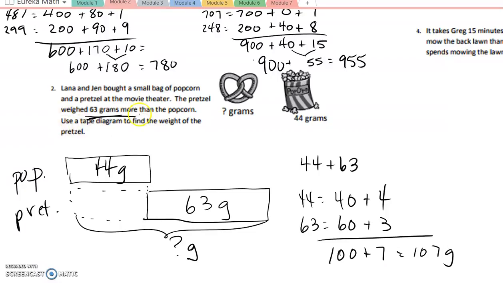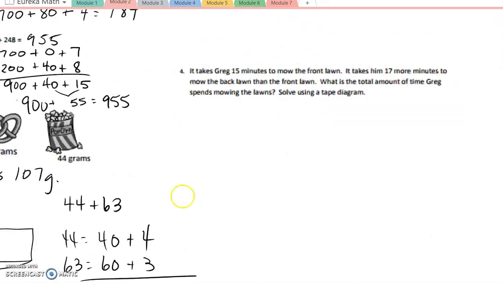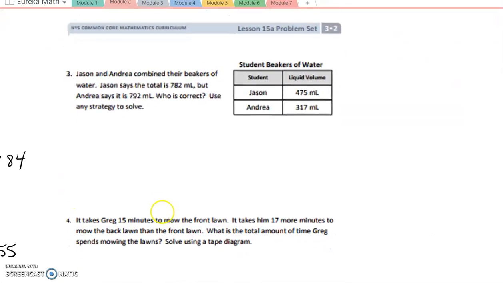So I need to write a sentence that answers that. The pretzel weighs 107 grams. Okay? Same thing we were doing up at the top, just fewer digits, which is kind of nice, but we did have to do the tape diagram to show our work. And we need that answer sentence as well. Always show your work.